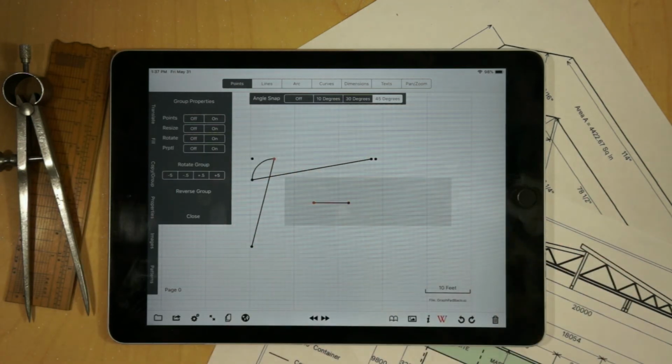wouldn't make any sense. So that shows the feature, and it shows the limitation and the quirk that's in GraphPad when it comes to calculating an arc at the intersection of two lines.